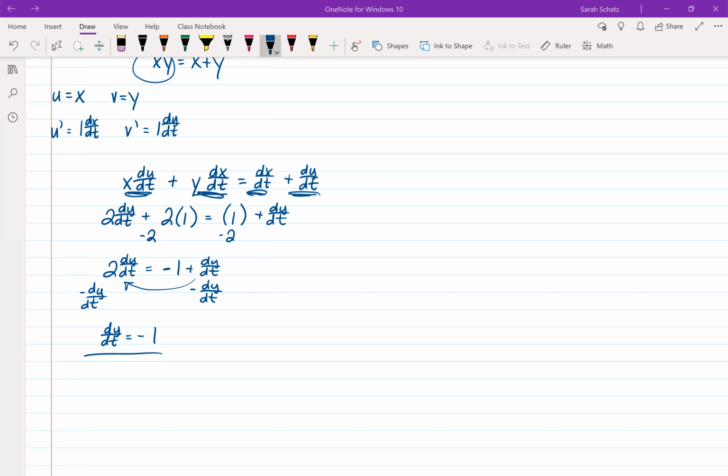So you guys, let's look at this one. This one has a little bit of extra, let's call it fun. Let me write it down and I'll talk about why it's extra fun. So you guys, I want to find dy/dt when x equals 1. I also know that dx/dt equals negative 4. And my equation is x cubed plus y cubed equals 9.